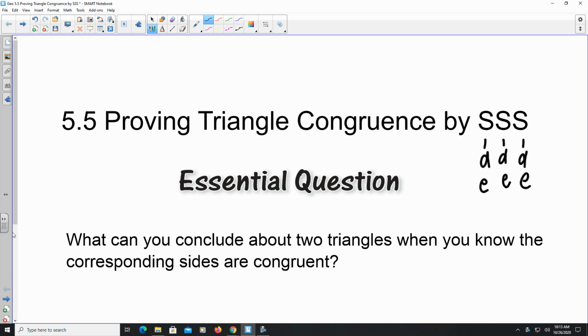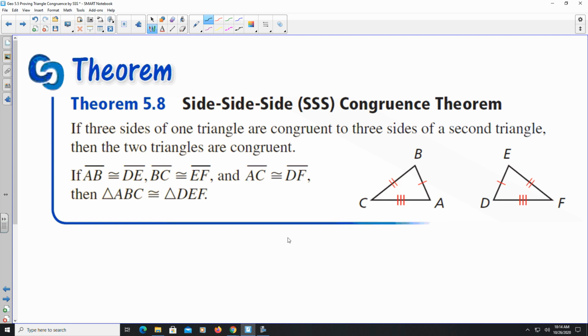So in order to do that, we either have to know that corresponding sides are congruent for each of the triangles, or be able to use properties to determine that those corresponding sides are in fact congruent. Basically, side, side, side congruency states that as long as the three sides of one triangle are congruent to the three sides of the second triangle, then the two triangles are congruent.